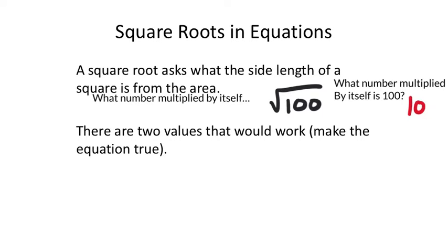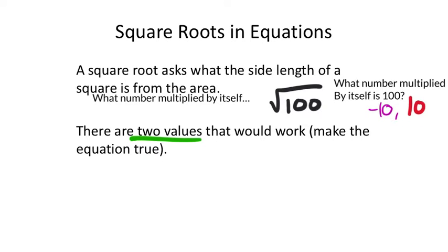However, this is what we call the primary root, or the principal root. It doesn't really matter about that, but it's just this value right here, because in actuality, what number multiplied by itself is 100? 10 is only one of two values that you could multiply by itself to get 100. The other value is negative 10. So what we end up with is, in actuality, two values that will work here. And so when we see equations, we're going to want both of those values.